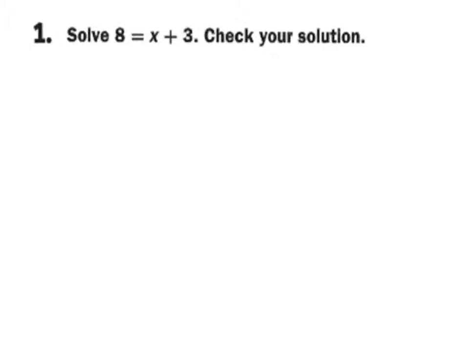It says solve 8 equals x plus 3. So we're going to use that subtraction property, and I want to isolate the x. I want it to be all by itself, so I have to get rid of this 3 here. And since it says plus 3, I'm going to do the opposite of adding, and I'm going to subtract. So I'm going to do minus 3. And that's going to cancel. 3 minus 3 is 0. So I have x plus 0. Well, x plus 0 is just plain old x, right?